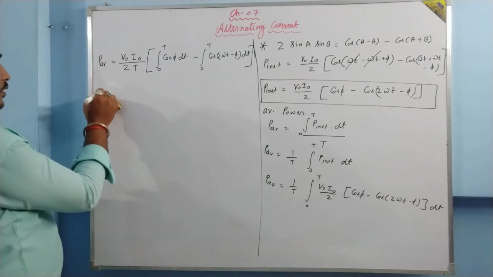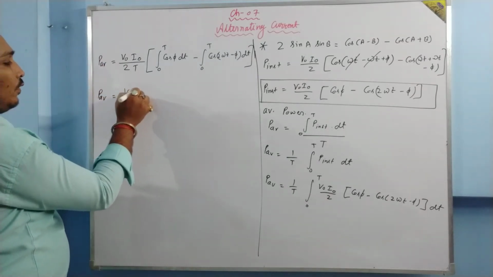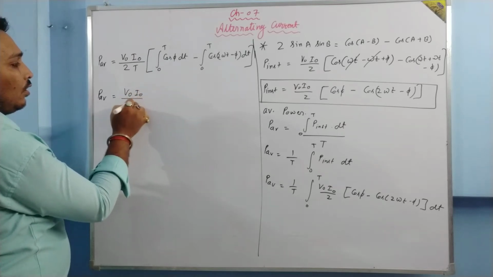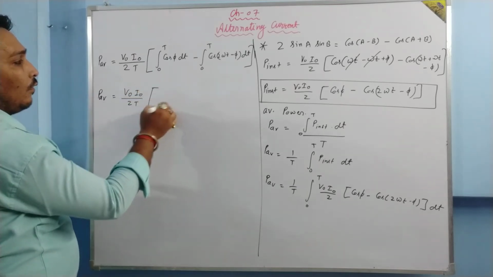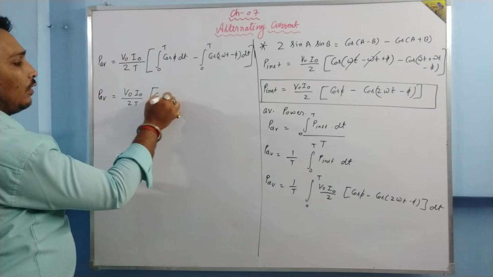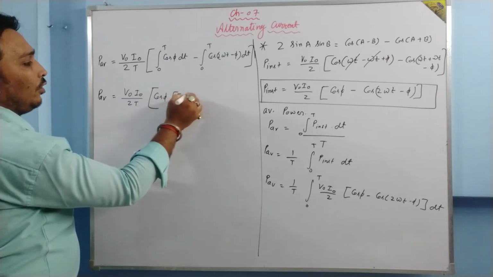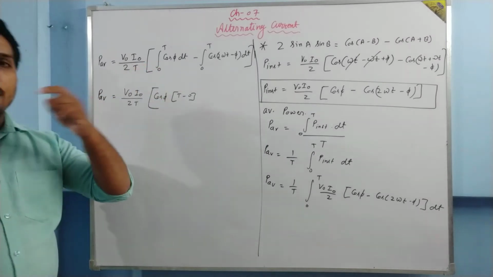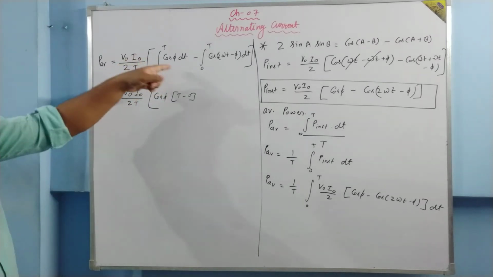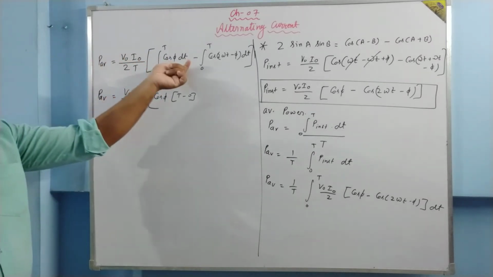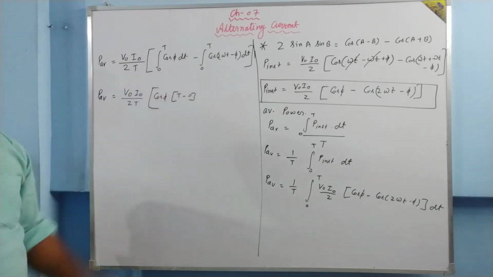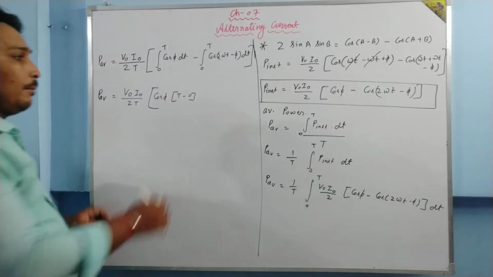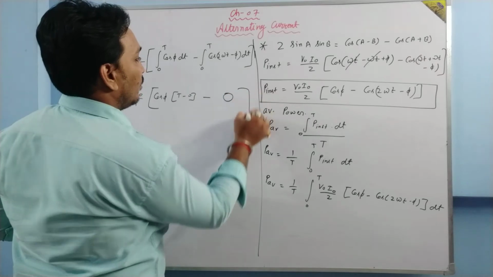Now P average is equal to V naught I naught upon 2T. When this cos phi will be integrated, we will have cos phi into T minus 0. So cos phi is constant, it will not be integrated, it will be out of the integration sign. We will have dt only, and when dt is integrated, we are going to have T minus 0. Minus this whole integration becomes 0.